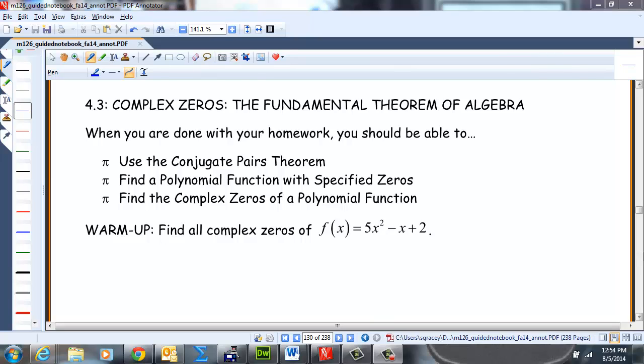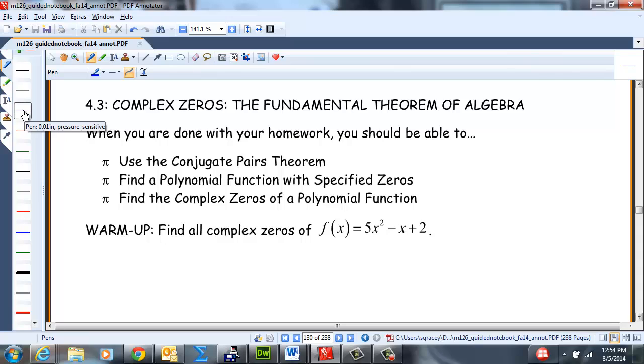Today we'll be covering complex zeros and the fundamental theorem of algebra. This is section 4.3 from Sullivan and Sullivan's Precalculus Enhanced with Graphing Utilities. So let's go ahead and take a look at the warm-up.